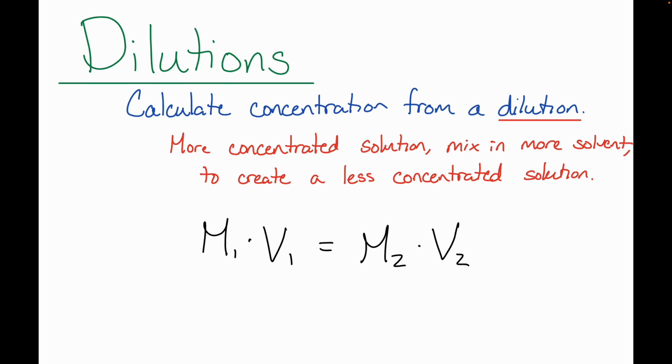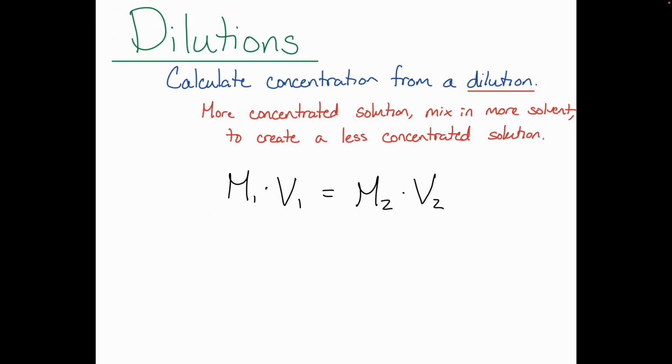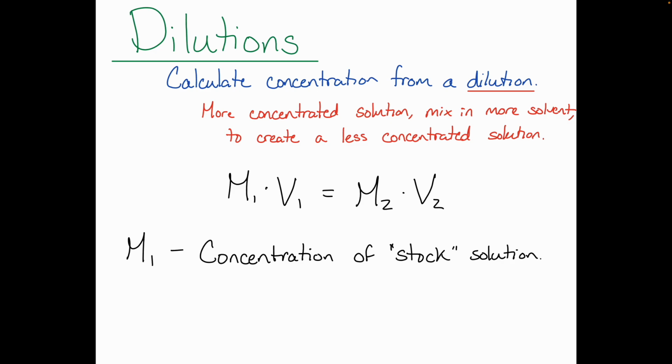All right, so we got this formula here. Let's define all these terms. M1. We said that M is molarity, right? So this is the concentration of what's called your stock solution. Okay, that word stock was used for your most concentrated solution.